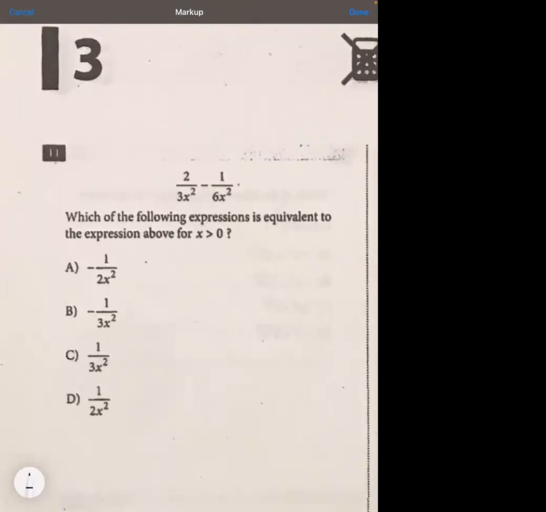For number 11, we're trying to find out which of the expressions is equivalent to this expression. So the question is basically asking us to simplify this, right? In order to simplify this, we will need to find the same denominators.